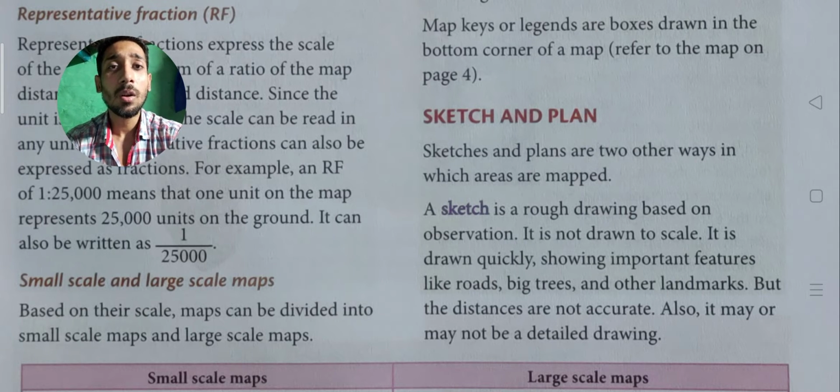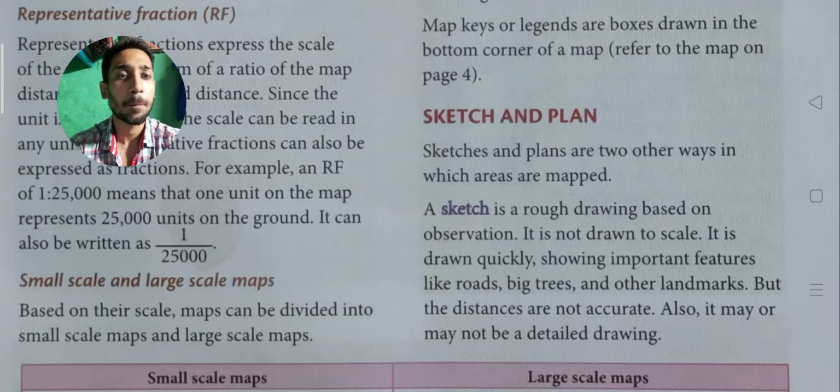But it will not give you the exact details, like how far you are from the train, what the platforms are like, or how thick the platform is. These kinds of things it won't tell you. Why? Because a sketch doesn't have a scale. We don't use any kind of scale mapping when representing a sketch. So it may or may not be detailed for a particular area.